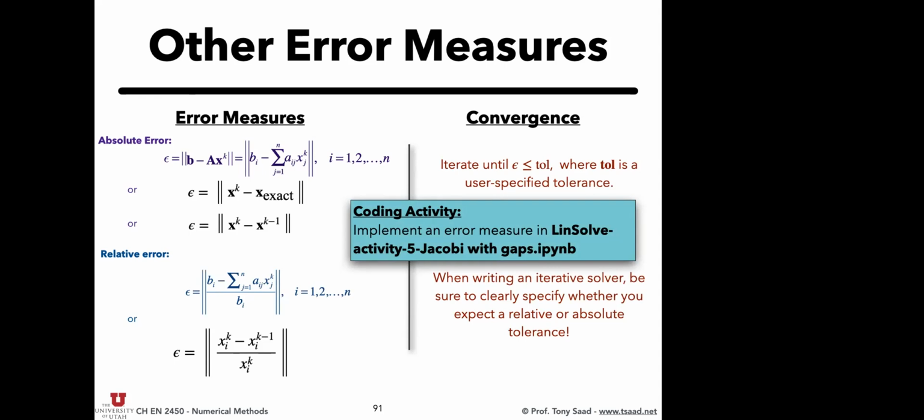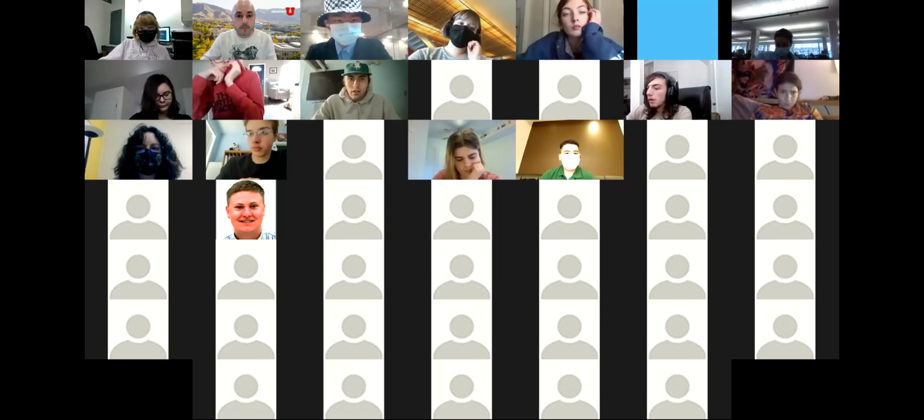Go back to your LinSolve Jupyter notebook, the Jacobi one, and let's scroll down to one of the cells at the bottom and discuss how we're going to implement this error measure, okay?